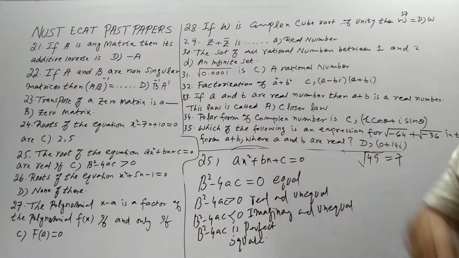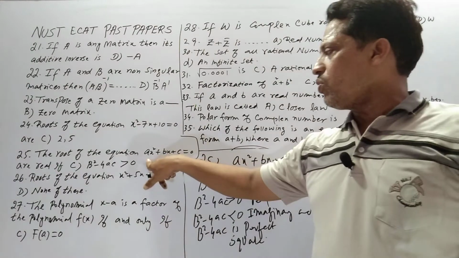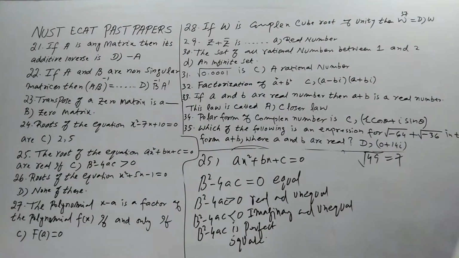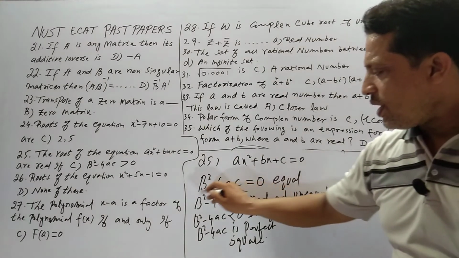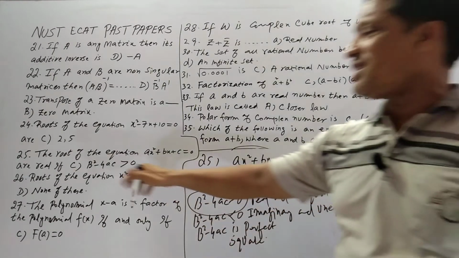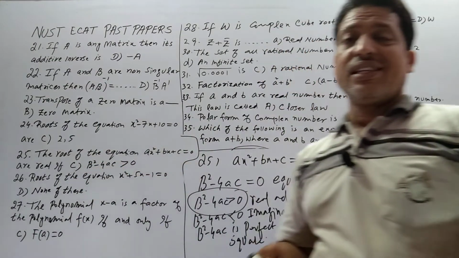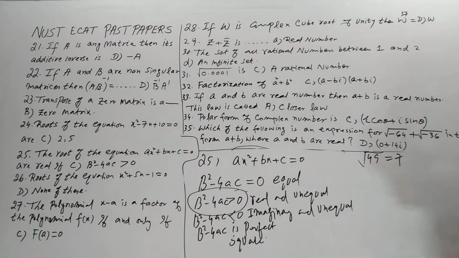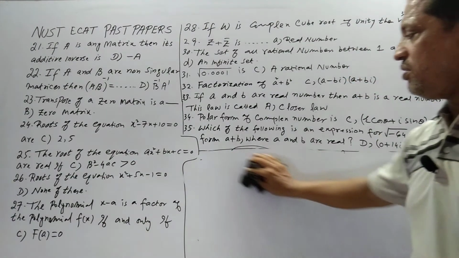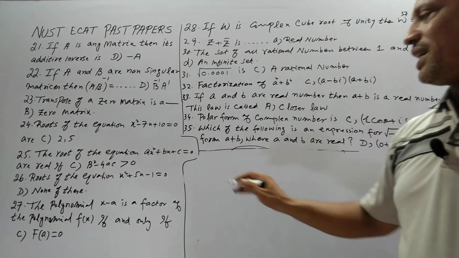Now see our question. The roots of the equation are real if this. So the roots of the equation are real if the discriminant b squared minus 4ac is greater than 0. Therefore, the correct option is C, b squared minus 4ac is greater than 0. But you must know all 4 properties of the discriminant. So this is MCQ number 25. Now see MCQ number 26.